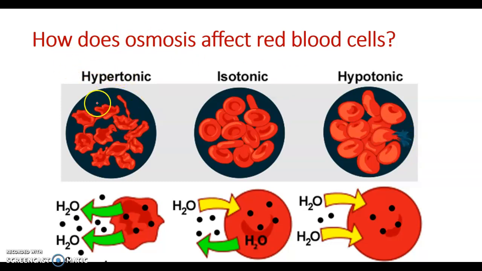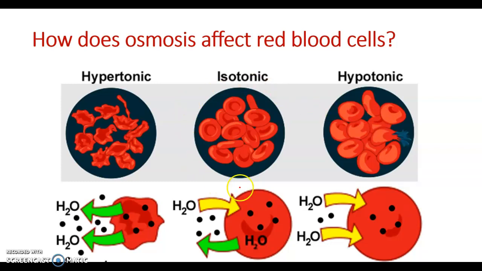Both of these examples, hypertonic and hypotonic, negatively affect the function of that cell. If the cell is crenated, all shriveled up, it can't transport oxygen and carbon dioxide. If the cell is exploded or is blown up like a balloon, it can't transport oxygen or carbon dioxide. So those cells are not going to function properly.